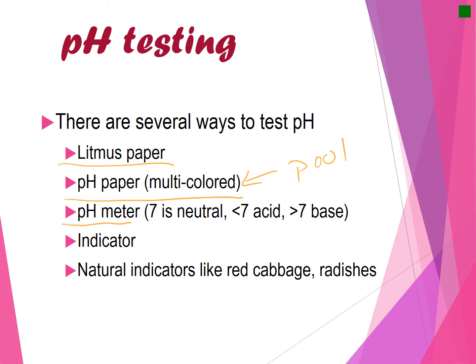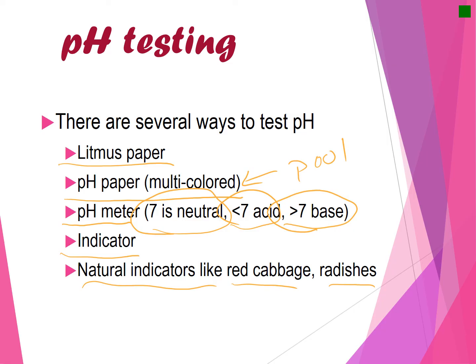And once again, 7 is neutral, less than 7 is acid, and greater than 7 is a base. And then you can use another indicator, such as bromthymol blue, which is a common one, and phenolphthalein. These are the two that you absolutely need to know. You've got phenol red, there's tons of different indicators. And then you can also use natural indicators like red cabbage, radishes, and blueberries.